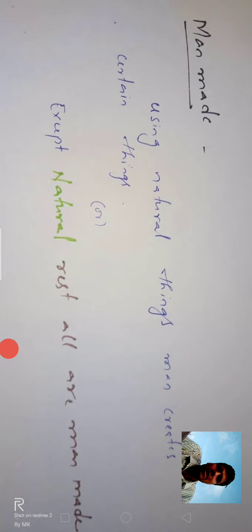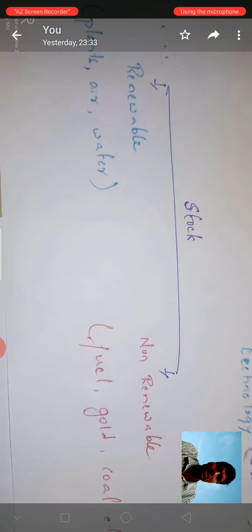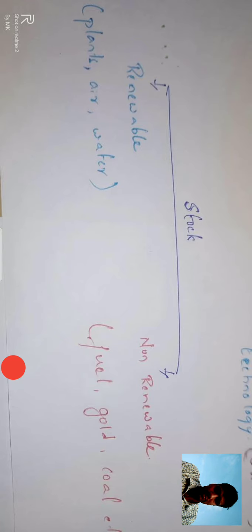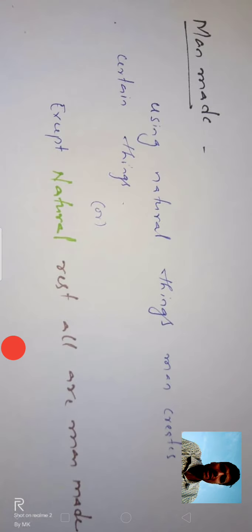Now, as we said, these are all different things which come under natural. But another aspect is man-made: using natural things, man creates certain things. Those things are called man-made things. How to categorize them? A simple thing to remember is that except natural, the rest are all man-made. Everything found on the planet earth, except plants and animals, can be considered man-made.